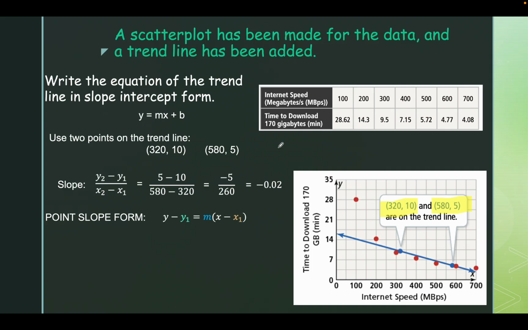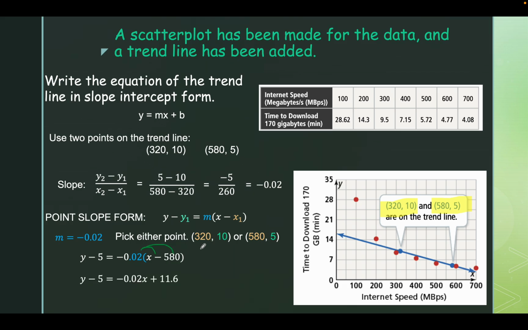Point-slope form. We know our slope, negative 0.02. We need to pick either point, 320, 10 or 580, 5. I'm choosing 580, 5, so the 5 goes in for the y value. The 580 goes in for the x value. We distribute to get rid of parentheses. Add 5 to get the y by itself. And our equation is y equals negative 0.02x plus 16.6.